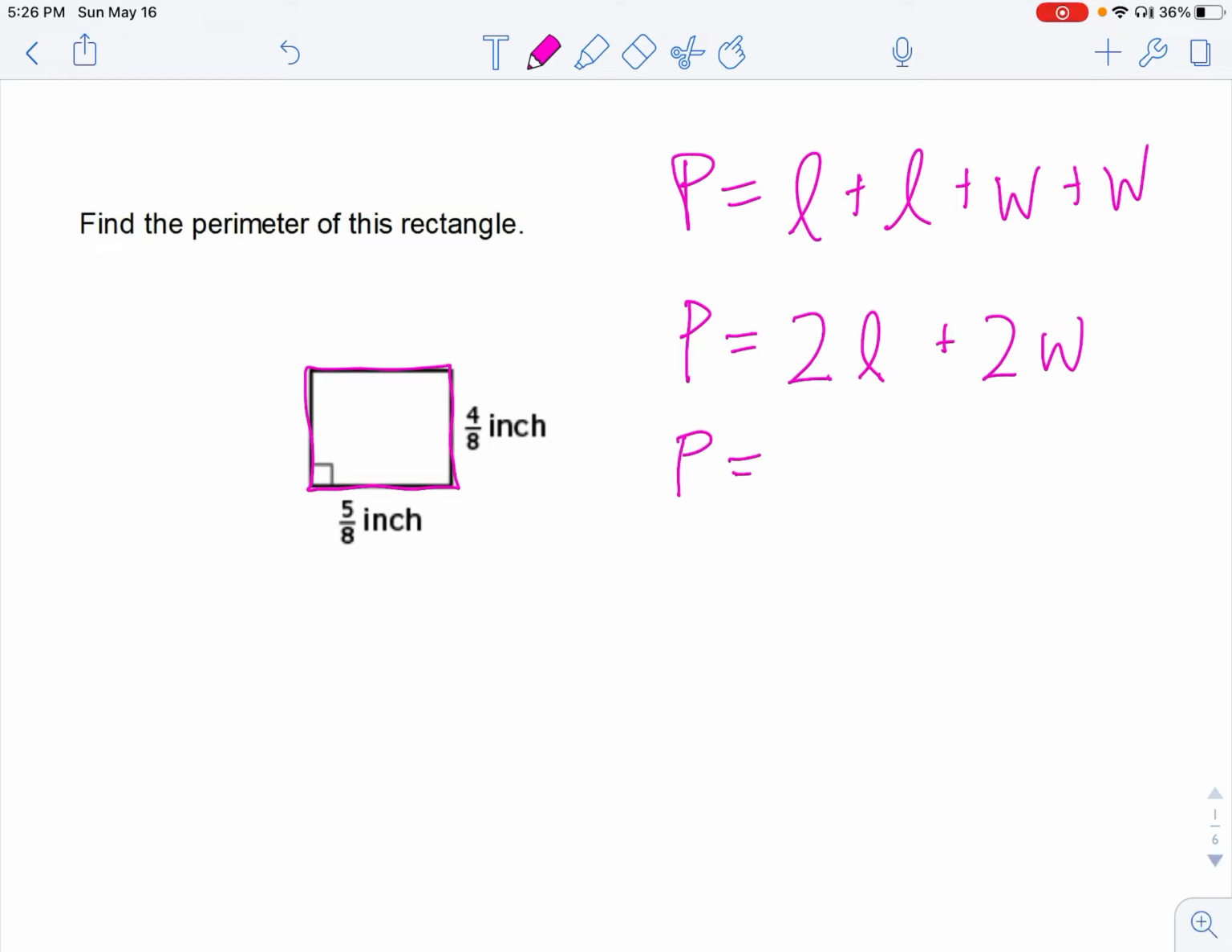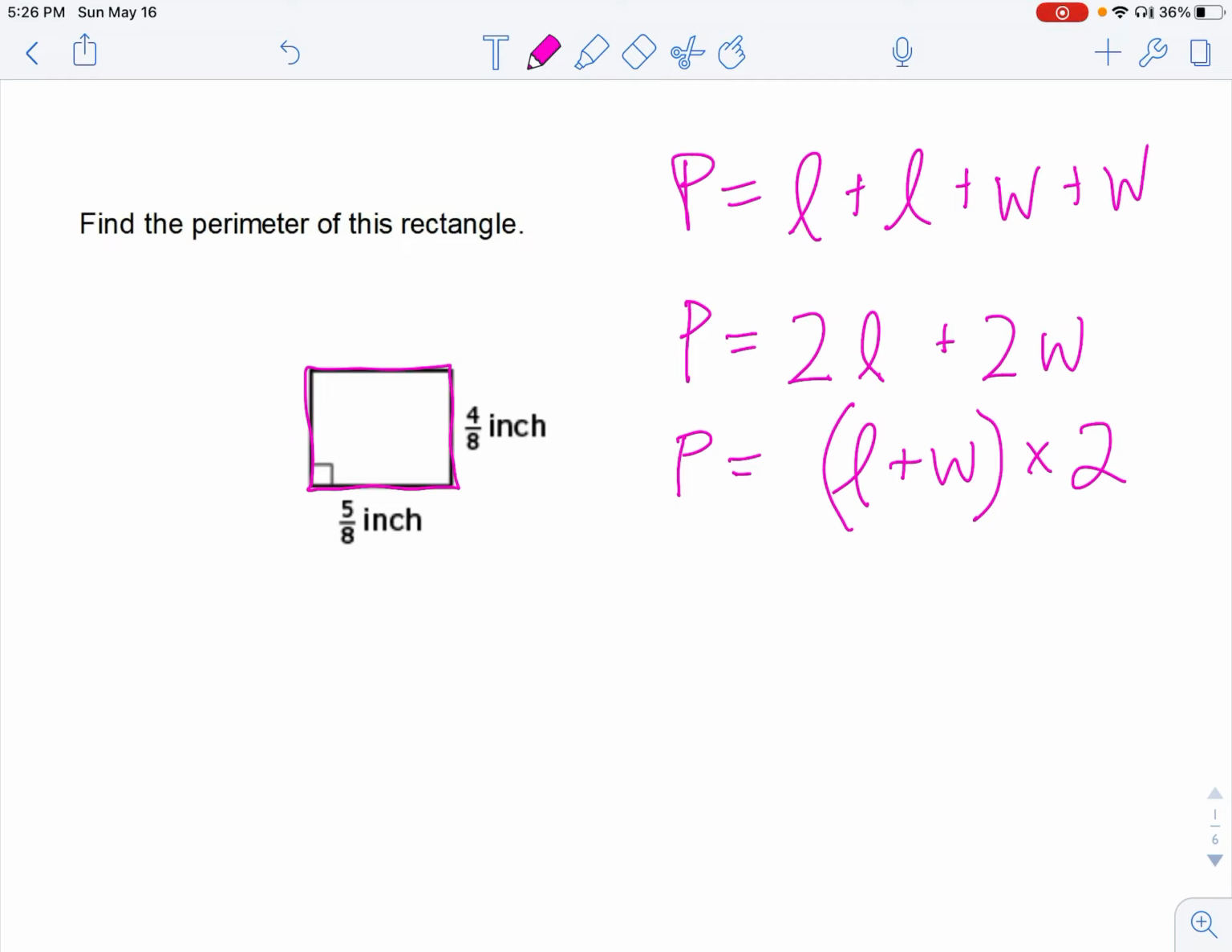Or an even shorter way: I'm going to do the length plus the width, and take that sum and multiply it by 2. So let's try that. Let's apply that formula for this problem.